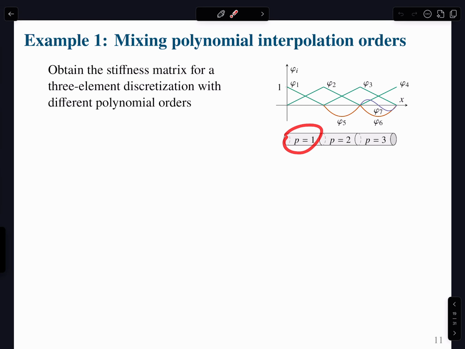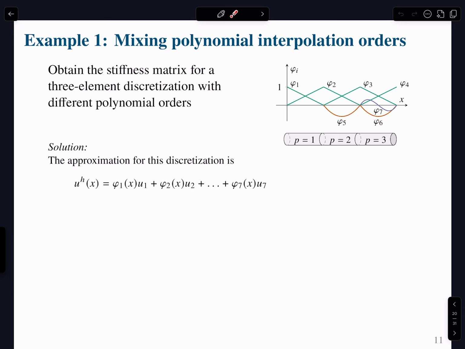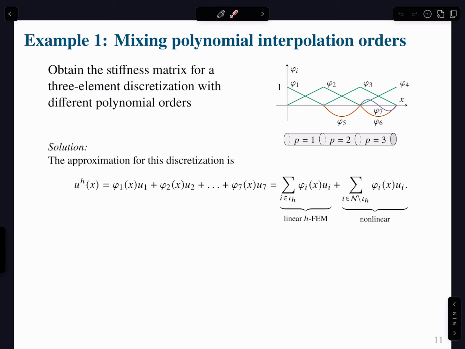I can have this element here, polynomial order equal 1. Here is 2, and then here's 3. So let's take a look at how the approximation would look. The approximation in the entire discretization can be written like this. So I have 7 shape functions, and obviously I have 7 degrees of freedom, right? phi1, u1, all the way up to phi7, u7. I can write it like this.